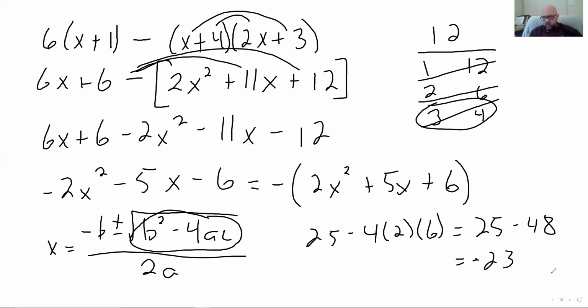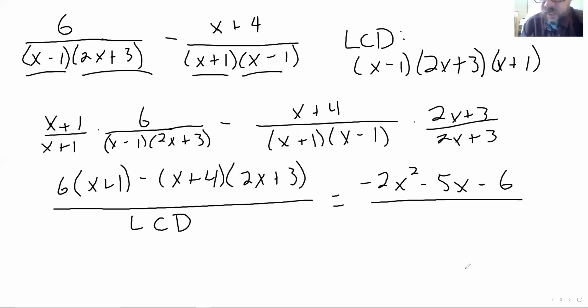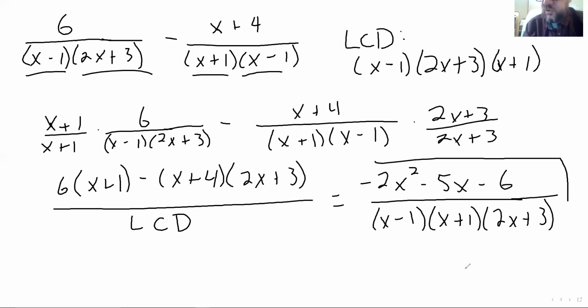All right, so let's go back to where we were before on page 3. So this is negative 2x squared minus 5x minus 6 all over my LCD. I'll write it again this time, and I'm just going to leave it multiplied out. You could multiply back together, but you shouldn't, right? It's not wrong if you do.